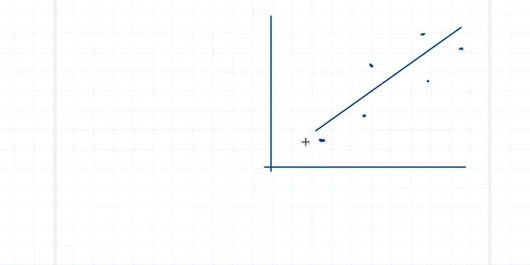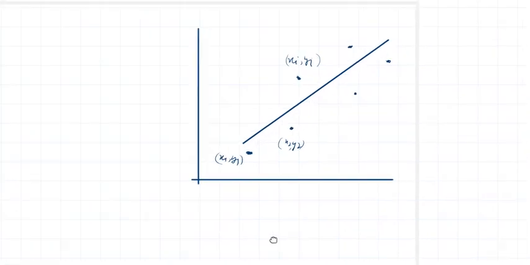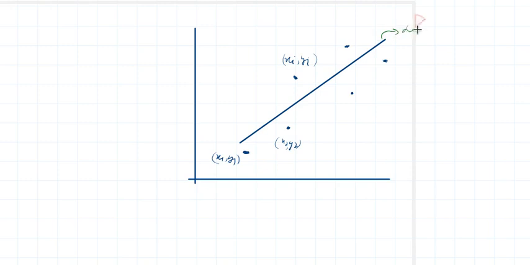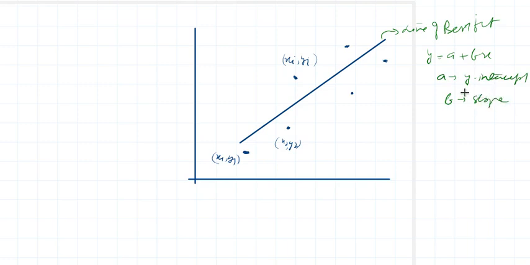So say this is x1, y1, and it is x2, y2, and it is xi, yi, and so on. These are other points we have also listed here, and I have assumed that this is the line of best fit. And let us assume that its equation will be y is equal to a plus bx. Here a is the y-intercept and b is the slope of the line. So that means, let me call this as f of x.